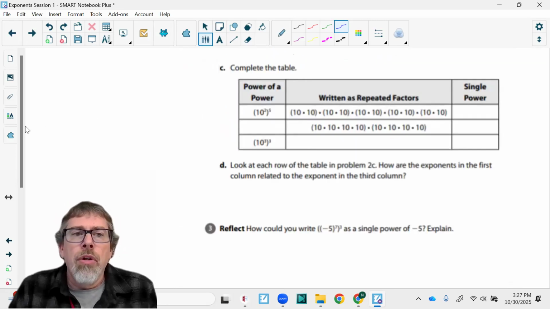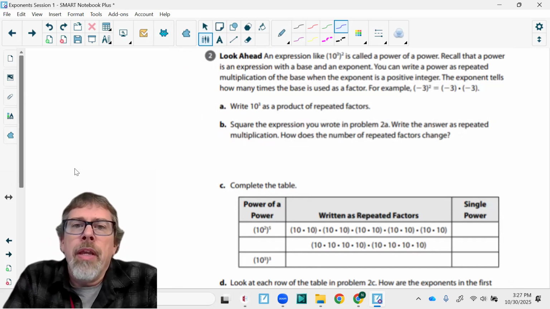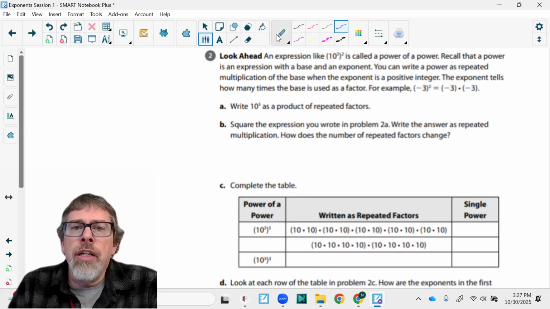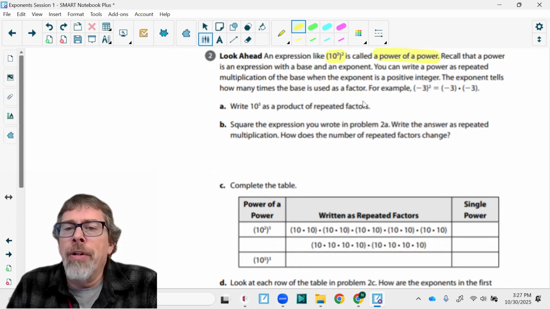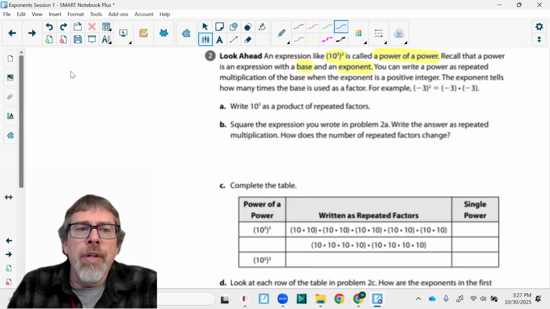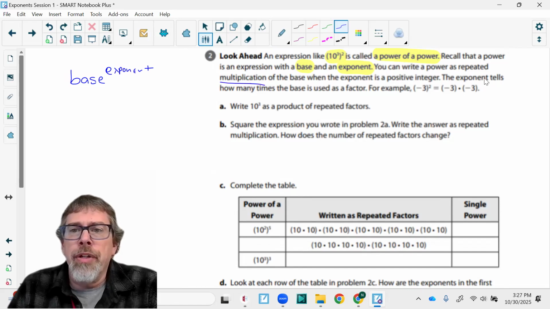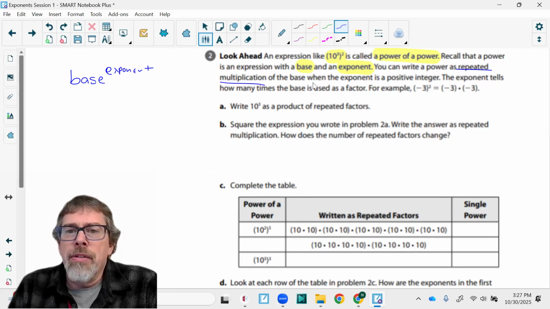Okay. So on to the next page, it says, look ahead. An expression like 10 to the 3, or 10 cubed, and then squared is called a power of a power. Recall that a power is an expression with a base and an exponent. So we have a base and we have an exponent. You can write a power as a repeated multiplication of the base when the exponent is a positive integer. The exponent tells you how many times the base is used as a factor.